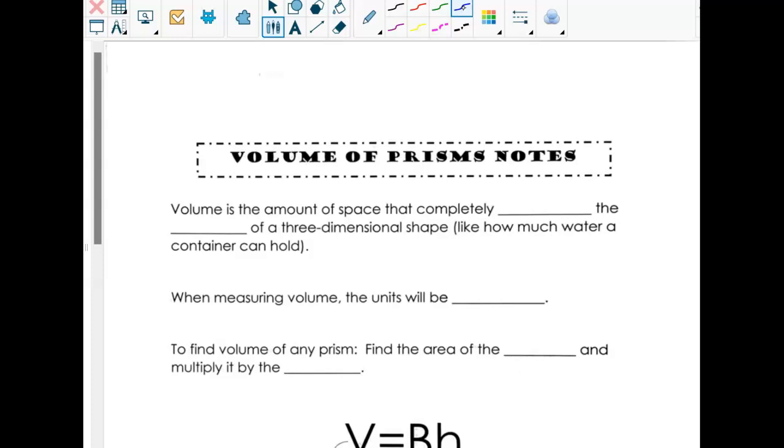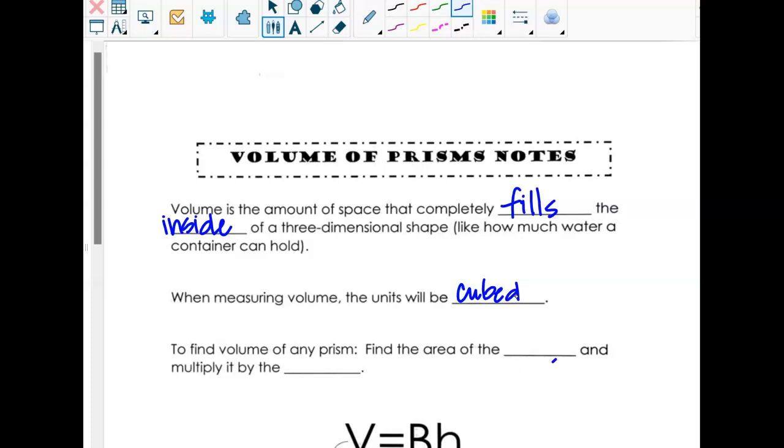So volume is the amount of space that completely fills, is the word there, the inside. So we're talking about the stuff inside, the amount of space inside a three-dimensional shape, like how much water a container can hold. Unlike surface area, when you're measuring volume, the units are going to be cubed. This is a three-dimensional measurement. You can think of it like how many little 1 by 1 by 1 cubes would fit inside of a shape. So the units are cubed because it's how many cubes are going to fit inside.